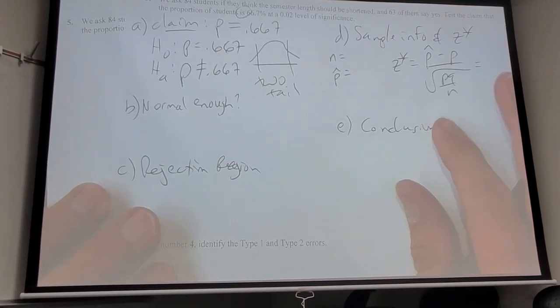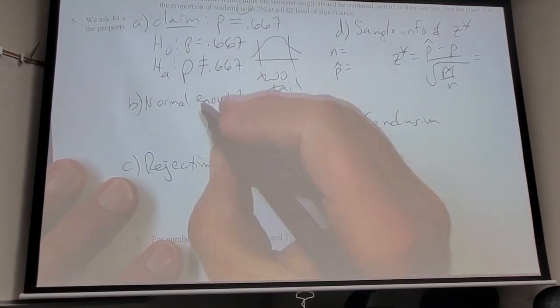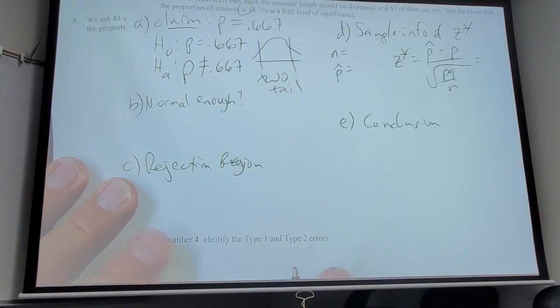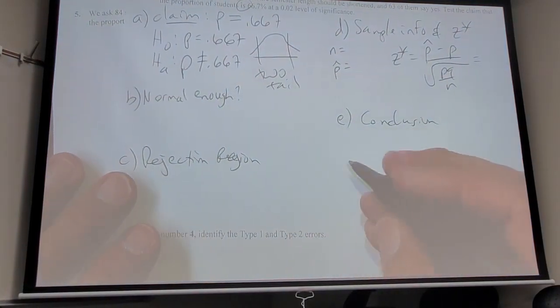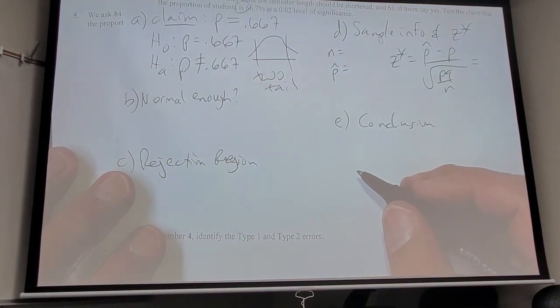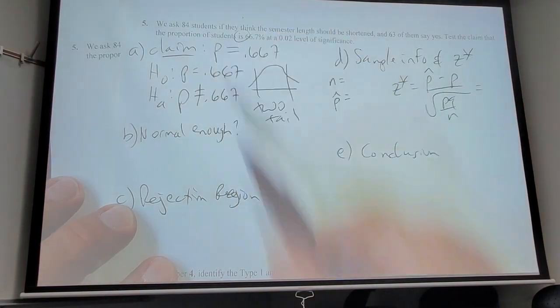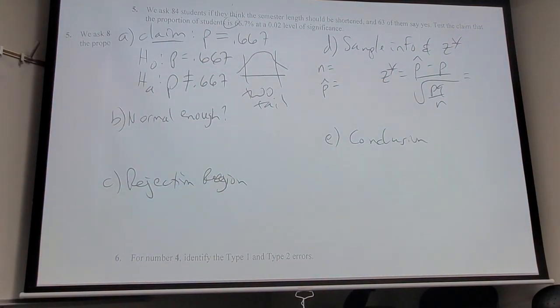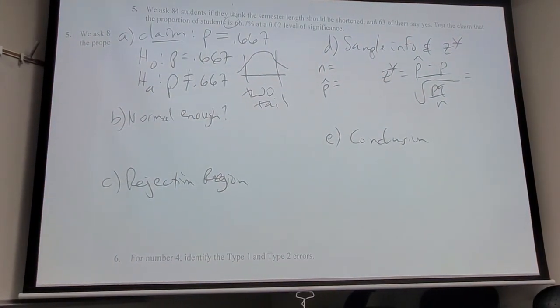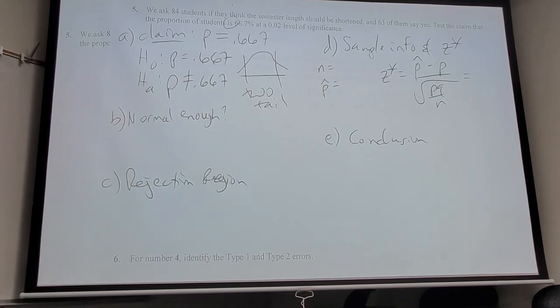What do I check to see if it's normal enough in this case? N is 84, right? That's bigger than 30. Is that good? Isn't that what I need there? What do I need to check? Not just N. Something about 5, yeah? N, P, and Q. I love it.